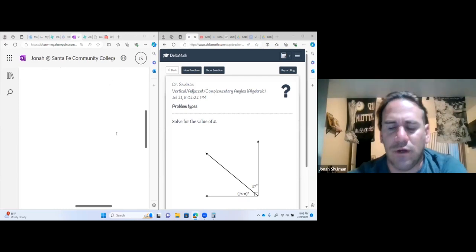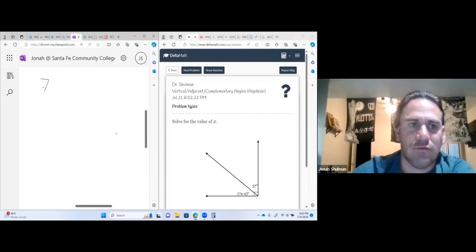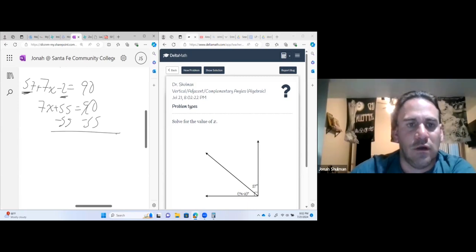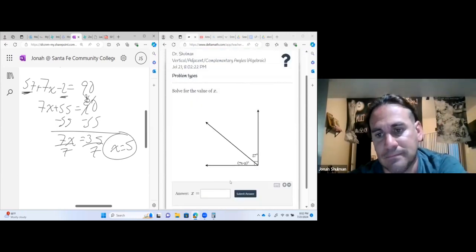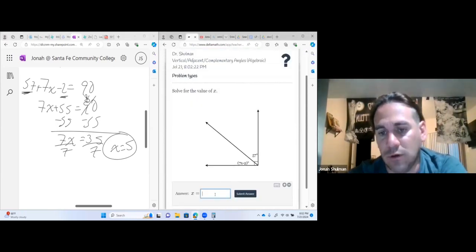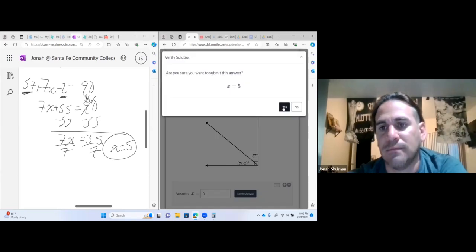And let's do an algebraic one. So we know it's got to equal 90. So 7x minus 2 plus 57 equals 90. Well, these are like terms, they come together. That's 7x plus 55 equals 90. We minus the 55 from both sides. Sorry, that's 80. And 10 more make 90, so that's 35 equals 7x. We divide by 7, and we know that x is going to be 5 degrees. Sometimes they ask you for the whole angle, but they just want x, so that's 5 degrees.